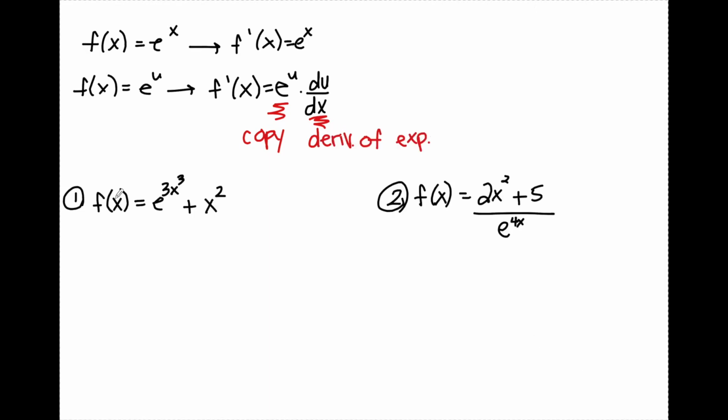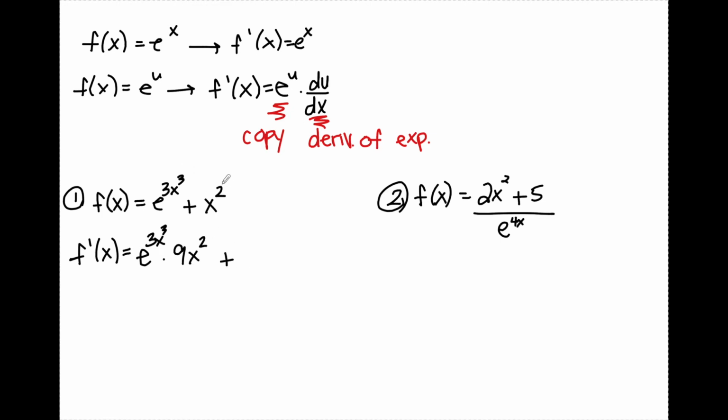Number 1, f of x equals e to the 3x cubed plus x squared. Since my two terms are separated by an addition sign, I can take the derivative of each term individually. So I'm going to start off with the derivative of e to the 3x cubed. Since this exponent is not just a plain old x, it's a function of x, I need to use this rule here, e to the u du dx. So I'm going to copy and multiply by the derivative of the exponent. Copy e to the 3x cubed times the derivative of the exponent. I'm just going to use the power rule, so that becomes 9x squared.